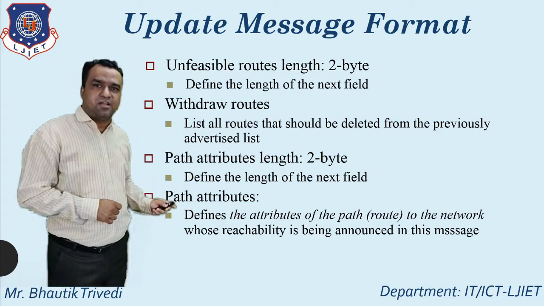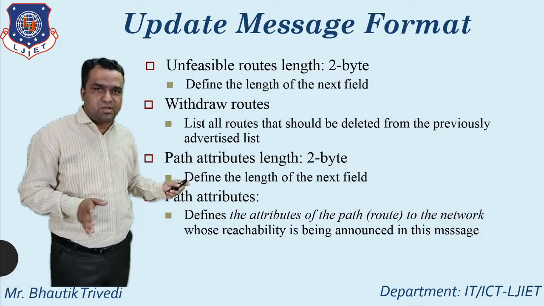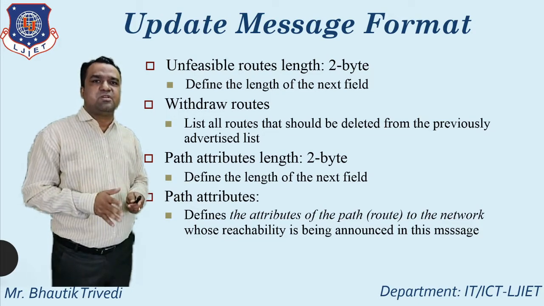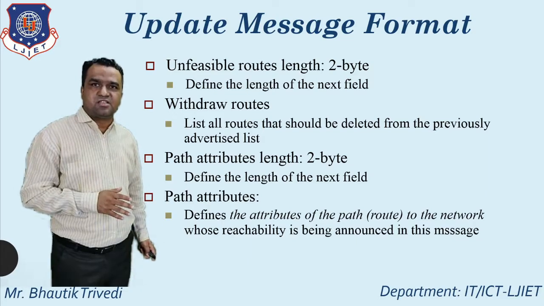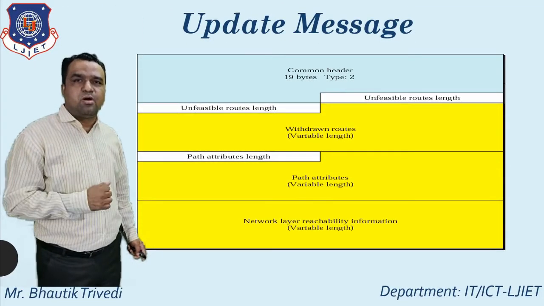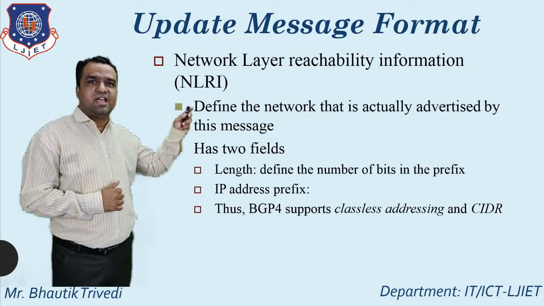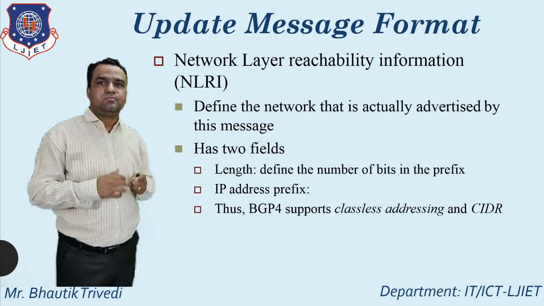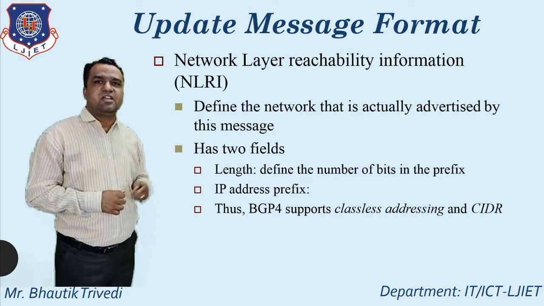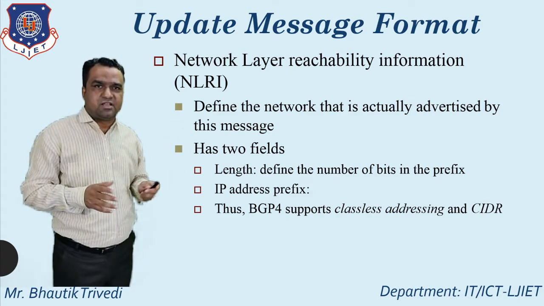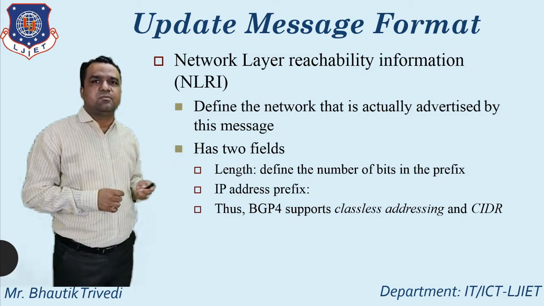Path attribute length and path attributes are very simple. They define the attributes of the path to the network whose reachability is being announced in this particular message. So that's all about the concept of the update message. One most important thing here is NLRI. What is the meaning of NLRI? Network layer reachability information. It defines the network that is actually advertised by the message.